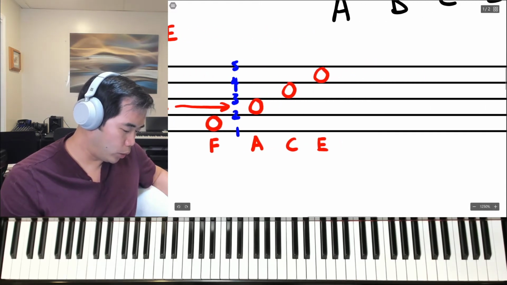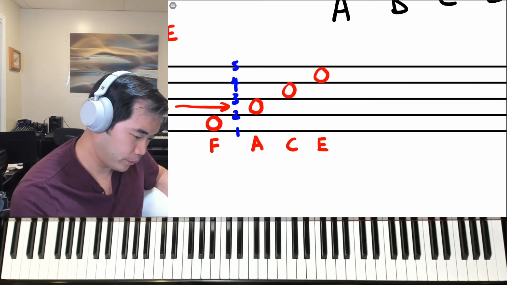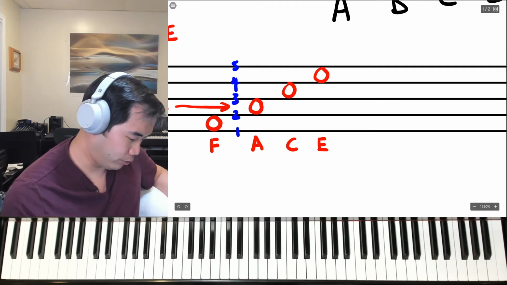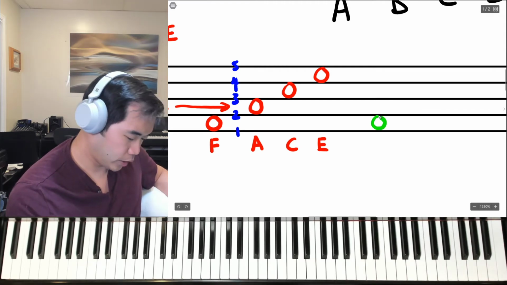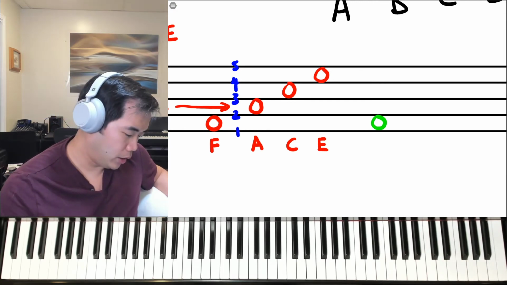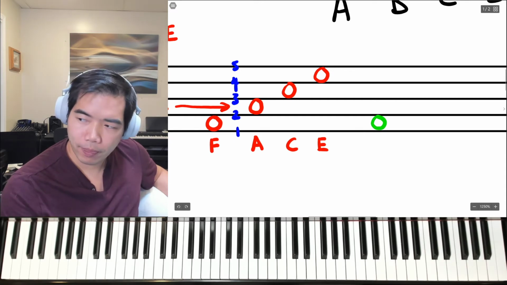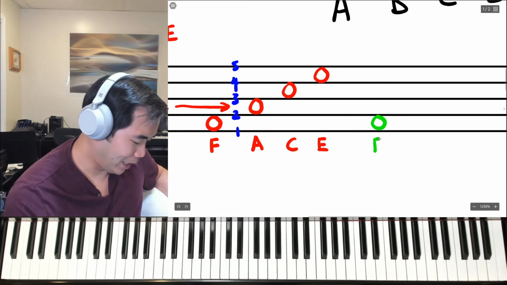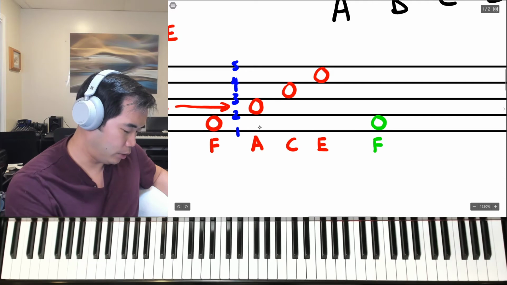So let's do a little quick drill here. Okay? And let me use the color green for fun. All right? See if you can figure out what these notes are. It's in the bottom space. If you said F, you are absolutely correct because it's in between the first 2 lines.